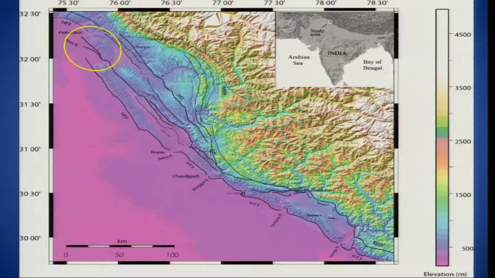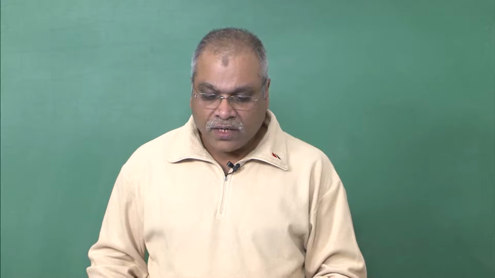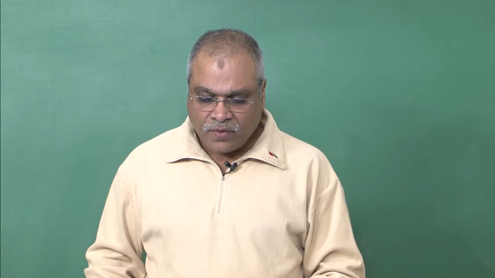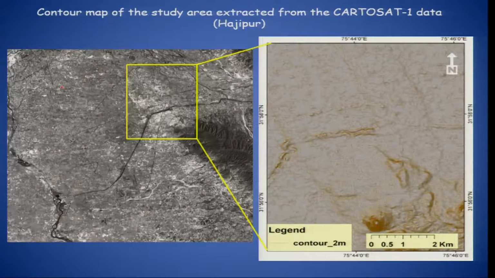Shifting of streams and shifting of major rivers are sometimes related to earthquakes or deformation in the active zones. If you look at this part, this is where we have generated the contour maps, and you can see two very sharp elevation changes here. One is here, another one goes here, and then the third one is over here.